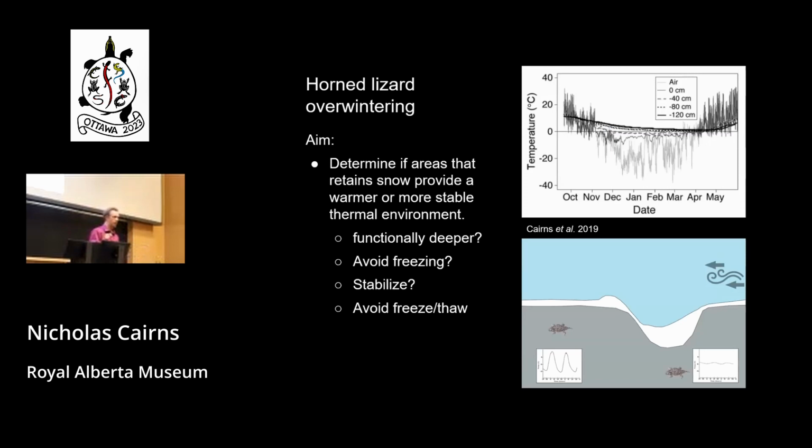Or are they using that soil to get deep enough down, and then the snow is just minimizing the fluctuation, similar to what we see in a lot of amphibians that are freeze tolerant, where they go down, they freeze, but what will kill them is freeze-thaw cycles.